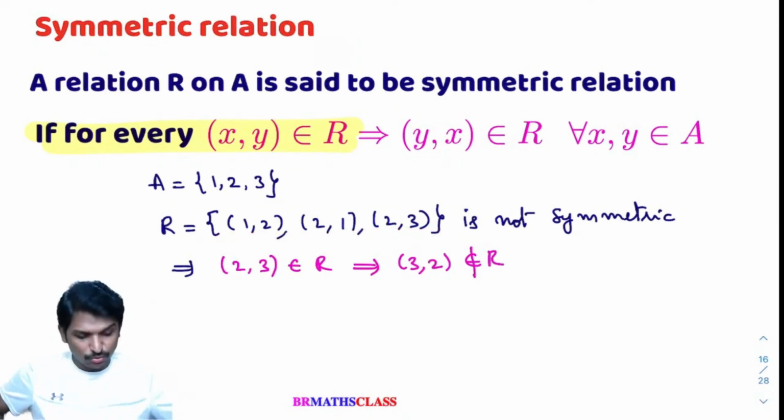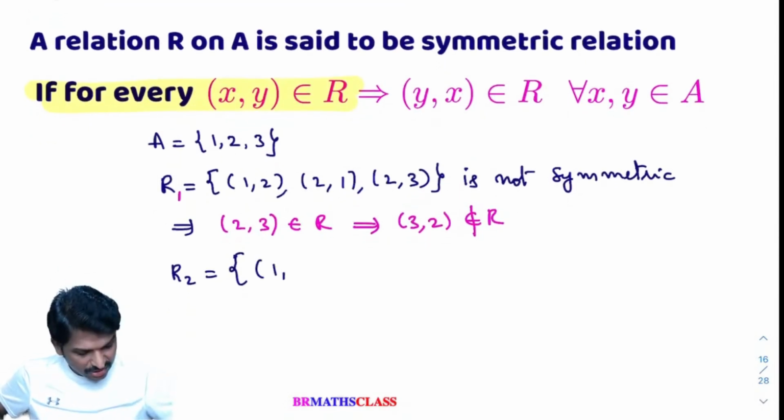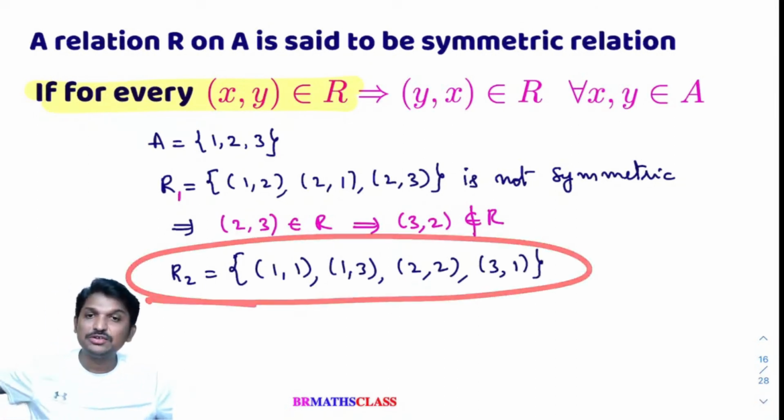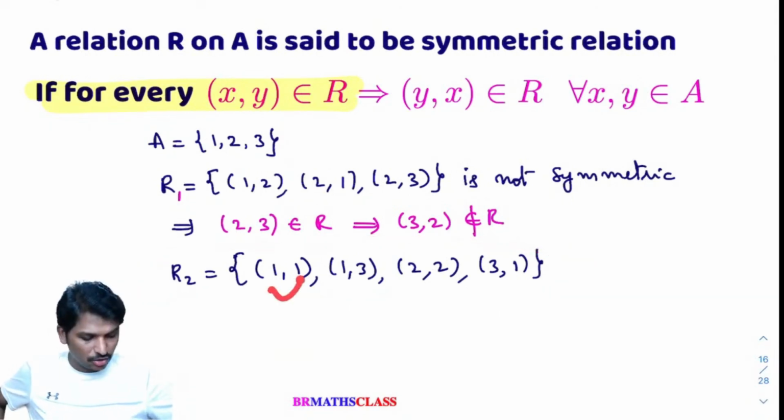Good. Now I'll take one more example. I'll name this as R1 and I'll take one more example. There you will get more clarity in this. Okay, R2 is (1, 1), (1, 3), (2, 2), (3, 3), (3, 1). I consider this relation. First point is this is a relation on A. You can look here, all the elements are 1, 2, 3 only. So definitely this is a relation on A.